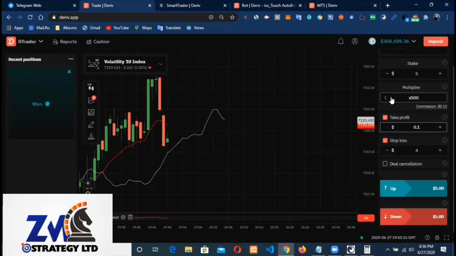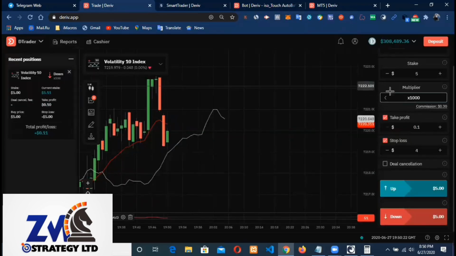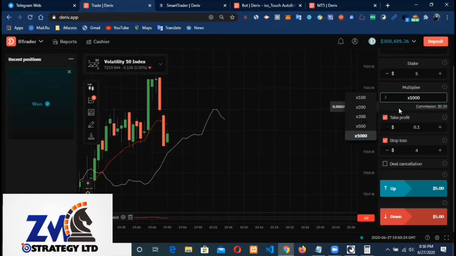Now that is the idea of the multiplier. You can also use multipliers of 1,000 or so. That is how you also make use of the multiplier. And here you can see your commission. For 1,000, you are getting 0.30. Then if you are using times 100, you are getting 0.03 as a commission. Just like that, if you are using times 300, you are getting 0.09. So that is your commission on each of the multipliers which you are making use of.